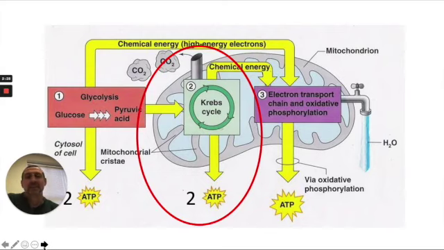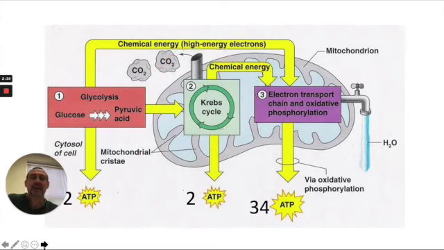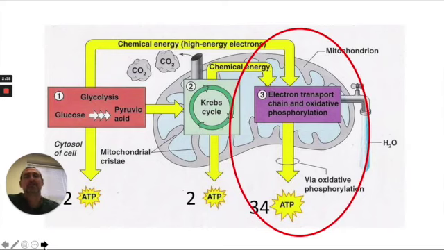That's this center or second area of sequence of reactions. The third sequence of reactions, the electron transport chain and oxidative phosphorylation, will yield 34 ATP. And one of the byproducts of this chemical reaction is water.